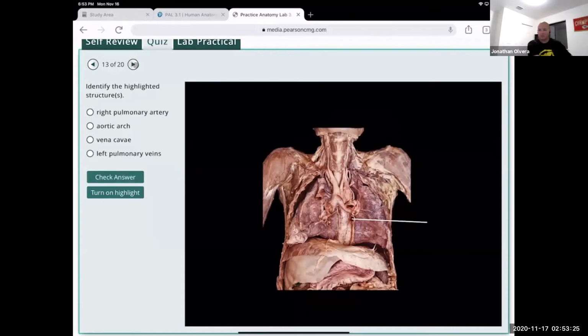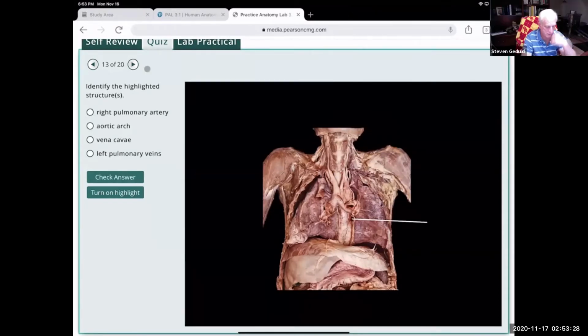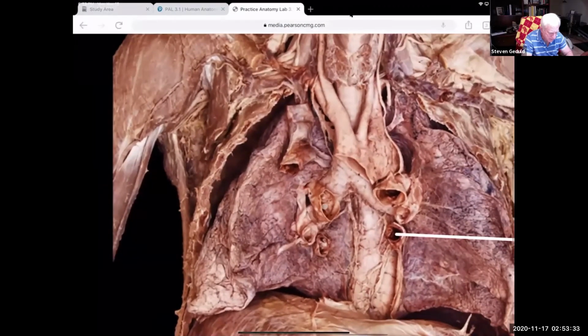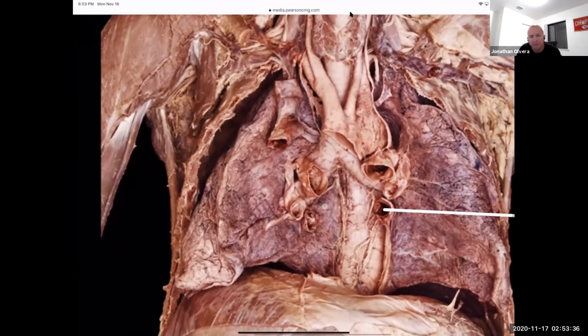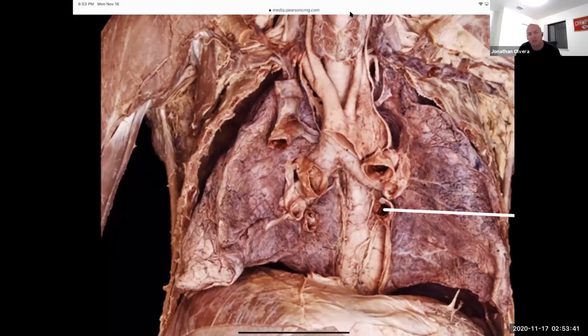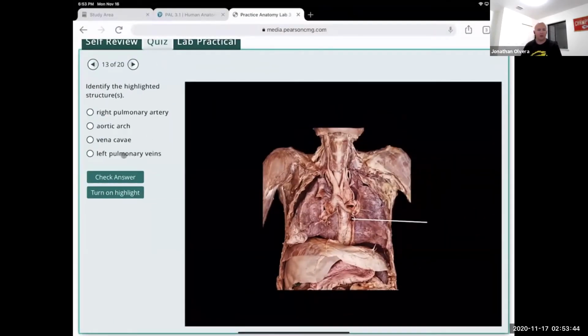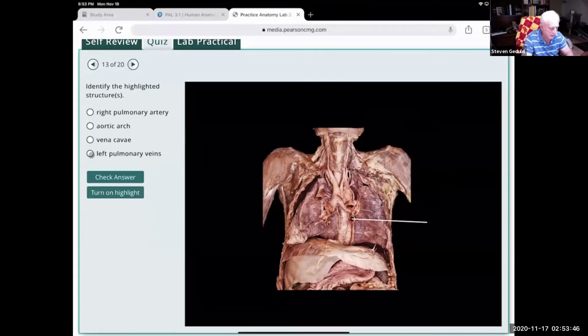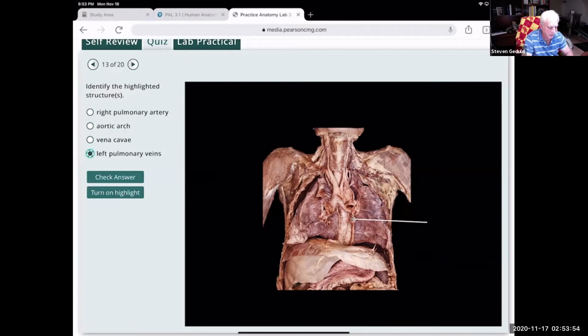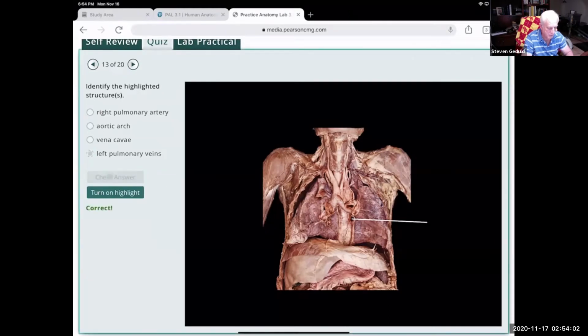Okay. Identify the highlighted structure. That is the left pulmonary vein. Trying to blow it up so I can see it. So it comes from the bottom. Because your arteries are right here, that would be connecting to the left atrium. It's the bottom one, the left pulmonary vein. That connects to your left atrium. Your left ventricle sits down here. This brings back oxygenated blood. So that should be your left pulmonary vein because the arteries are right above it.